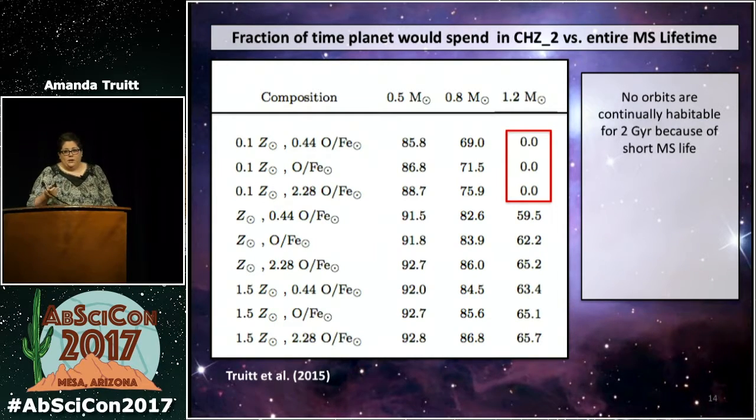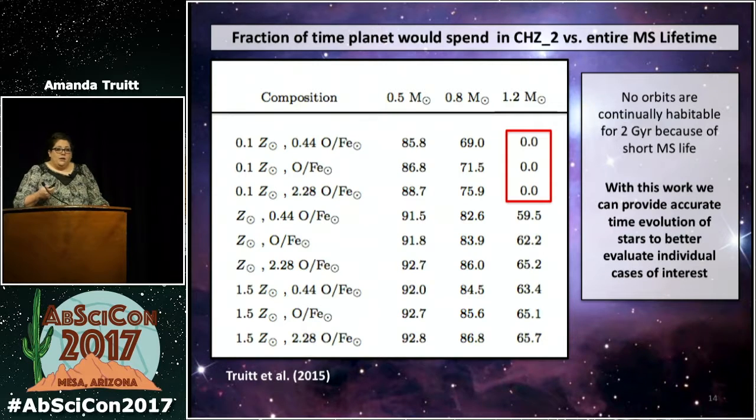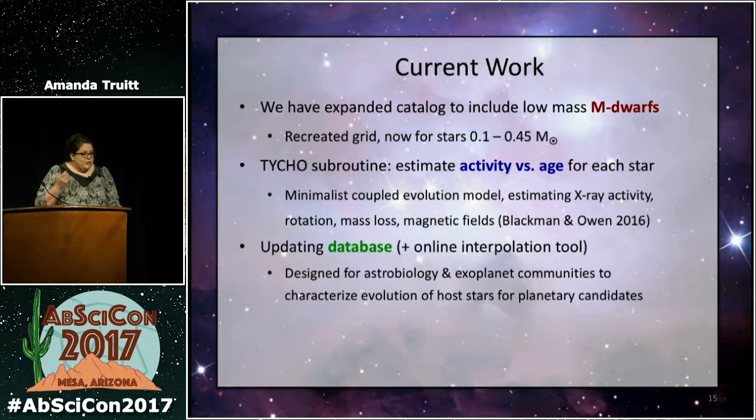Just because of the short main sequence lifetime. So that could help us constrain maybe the types of stars we want to focus on. As well, we can provide accurate time evolution of a wide array of stars to better evaluate individual cases of interest as they arise.